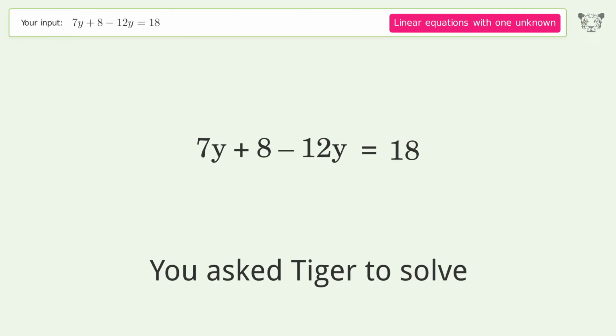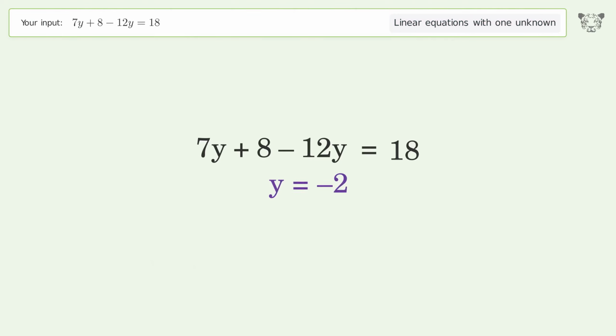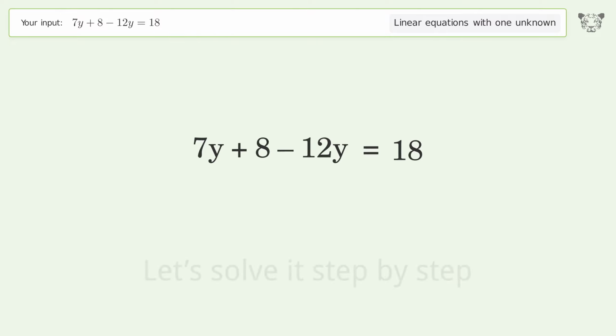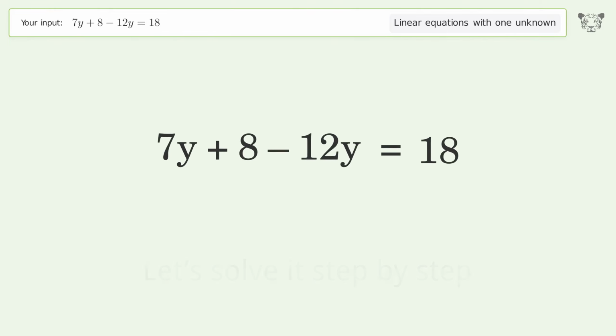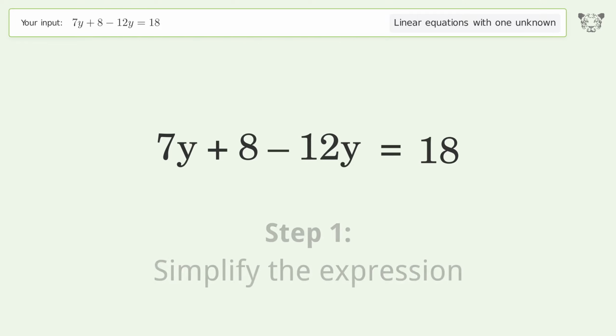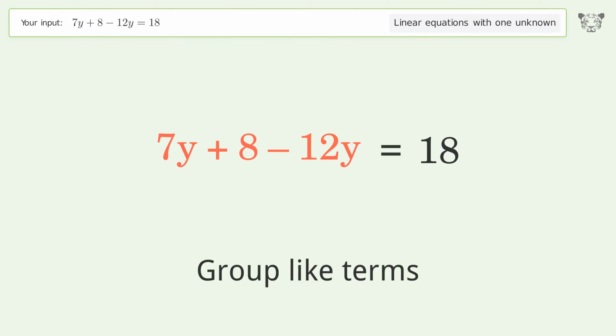You ask Tiger to solve. This deals with linear equations with one unknown. The final result is y equals -2. Let's solve it step by step. Simplify the expression. Group like terms.